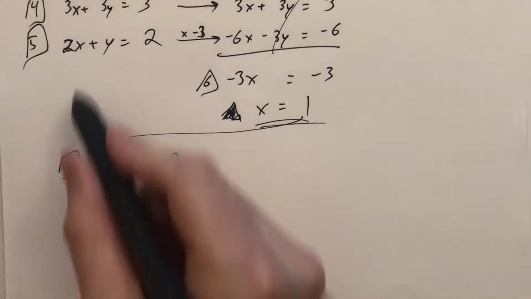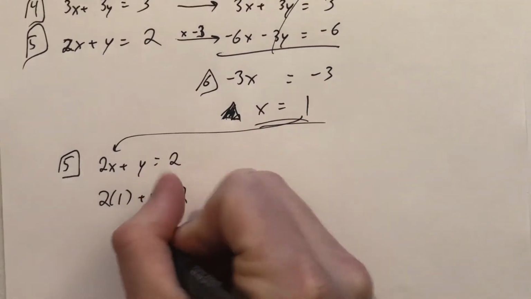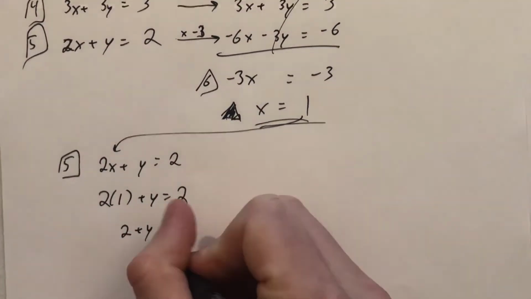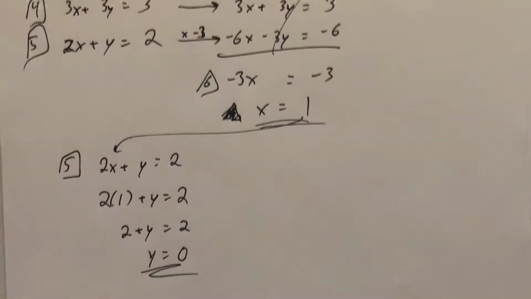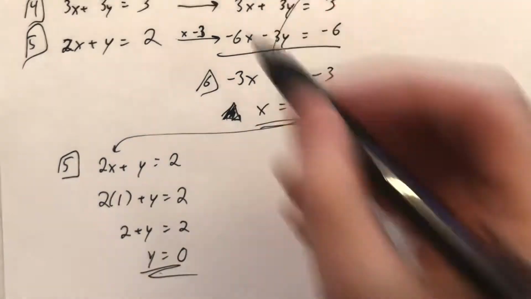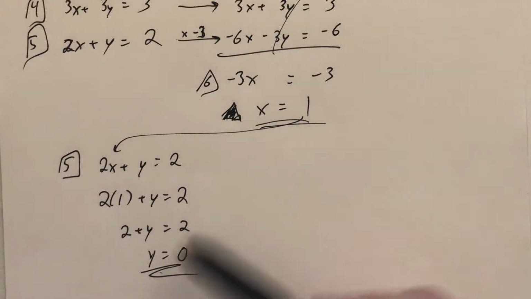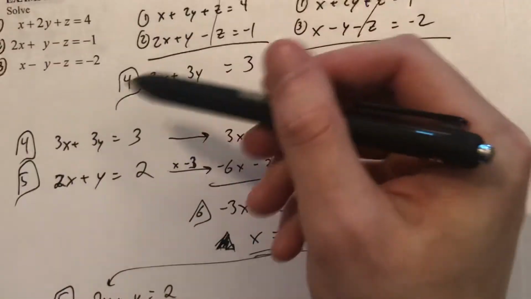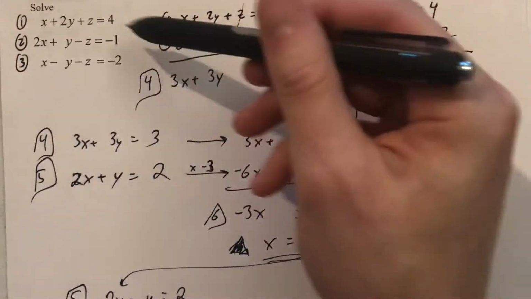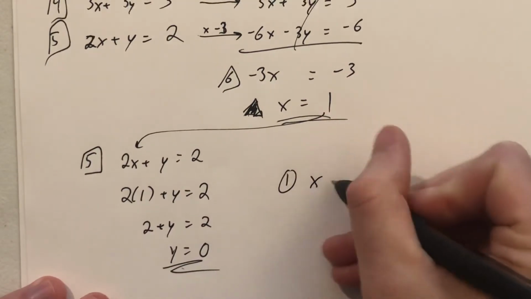So I'll take 5 and put the 1 in for x to very quickly and easily solve for y. Subtract the 2, y equals 0. Now I have x and I have y. Lastly, I'll find z, and this is the step we're adding into the process of taking these and going back to one of the originals. Any one of them. I'll go back to the one that had the positive z in it. I'll go back to equation 1.